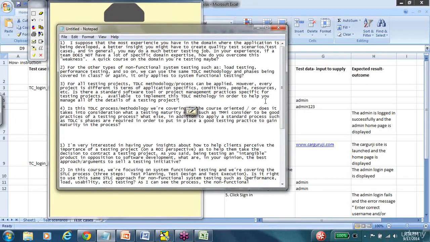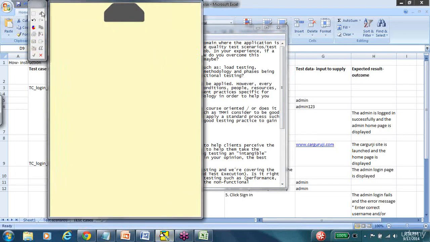Then coming to the next. For all testing projects, SDLC method or process can be applied. However, every project is different in terms of application specifics. So is there a standard software tool specific for testing projects available to implement this SDLC? Yes, that is a good question. The tools, or the genre of tools, that are available to help us perform the SDLC is called test management software. Or these days they're actually called application lifecycle management software.